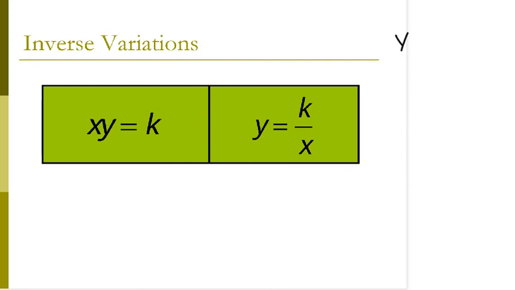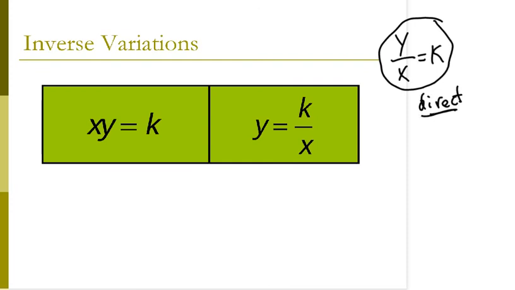An inverse variation means that we're using an inverse operation. Instead of division, it's going to be multiplication to accomplish the same result. So x times y instead of y divided by x.